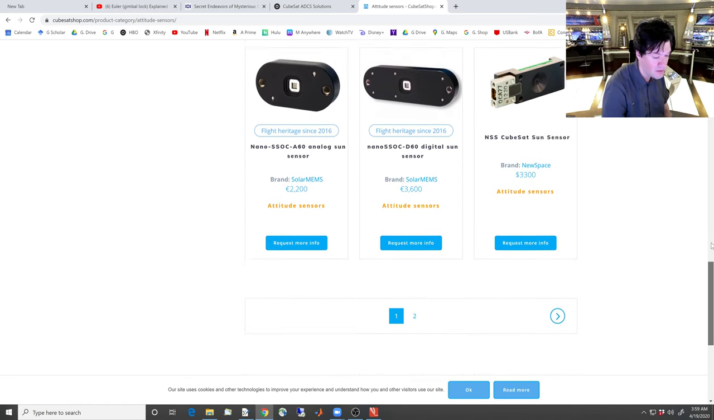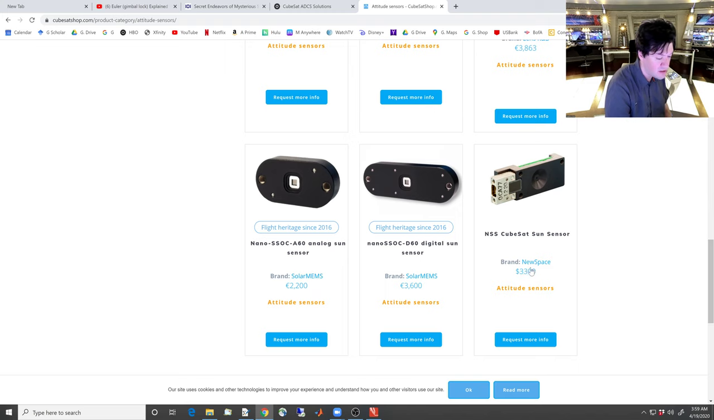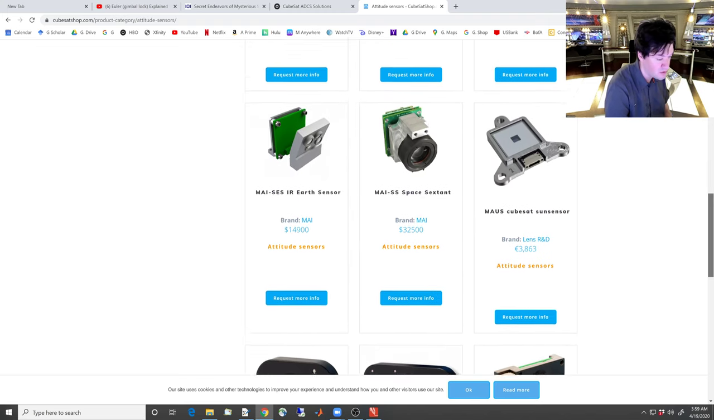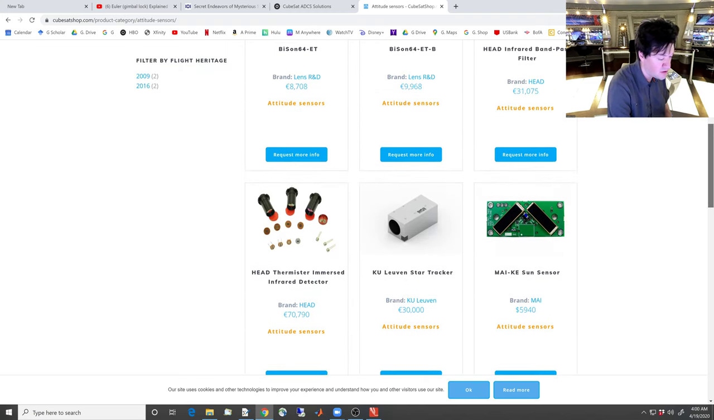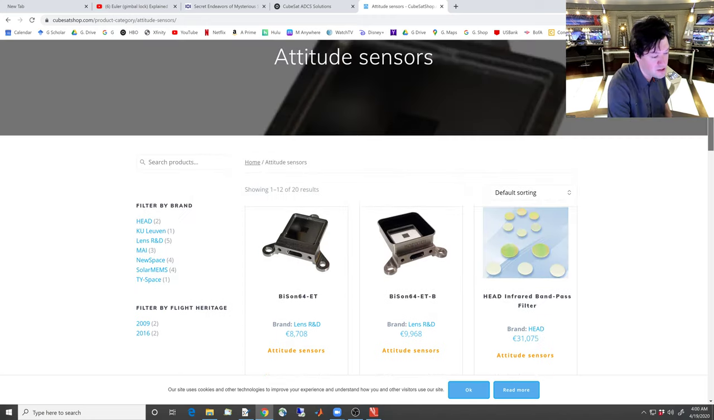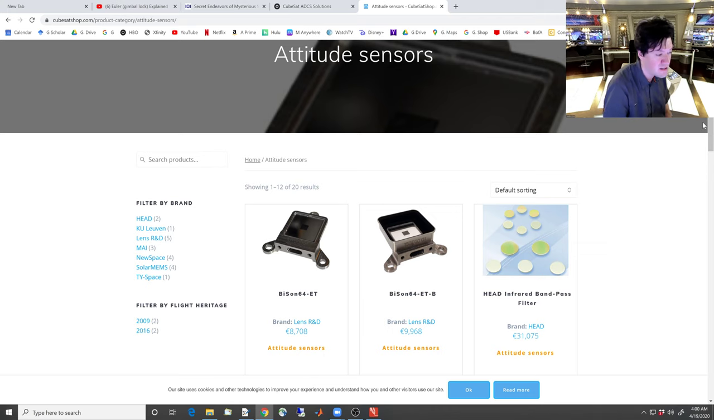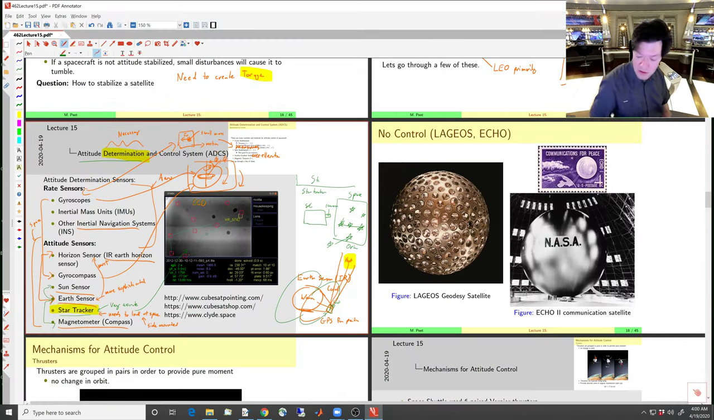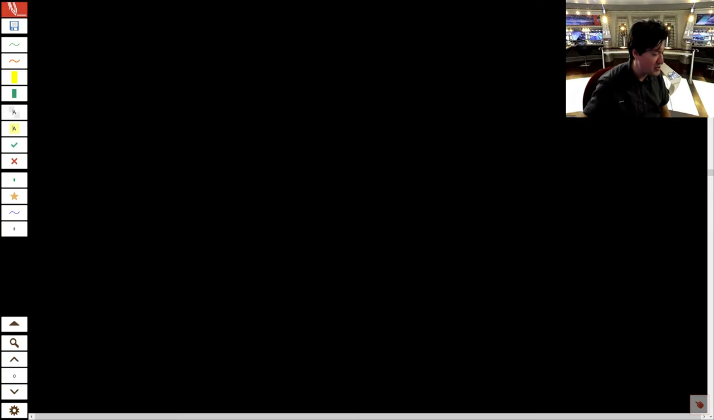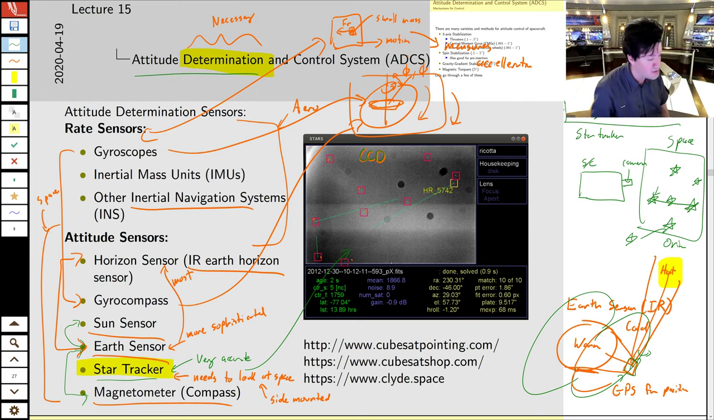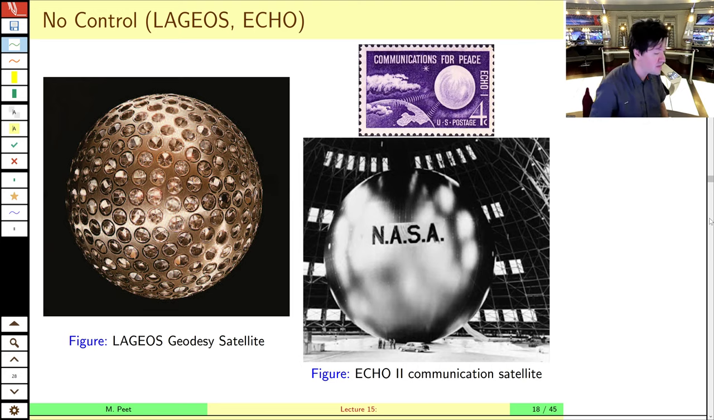Sun sensor, so a relatively low cost. You see the sun sensor is only 3,300 euros there, whereas the star tracker is more expensive, it's 30,000 euros. So again, the sun sensor, Earth sensor, IR horizon sensors are generally cheaper than the star trackers, but star trackers are much preferred because they're more accurate, somewhat more reliable. So that's all I'm going to say about attitude determination. I'll focus in the rest on the control aspects.